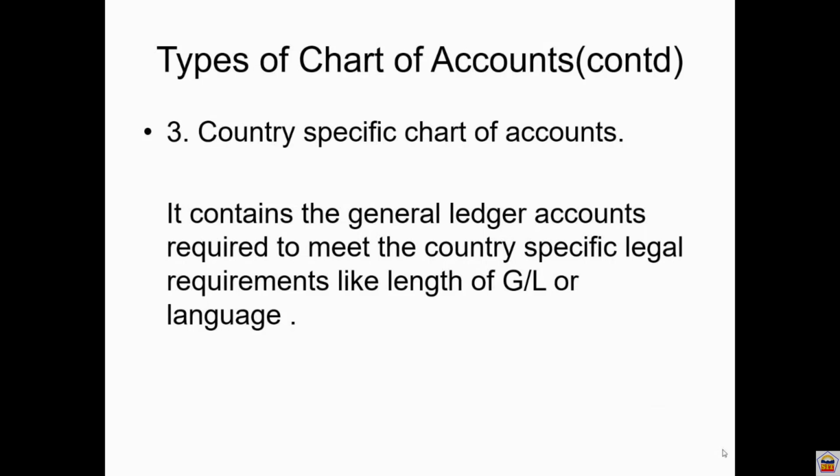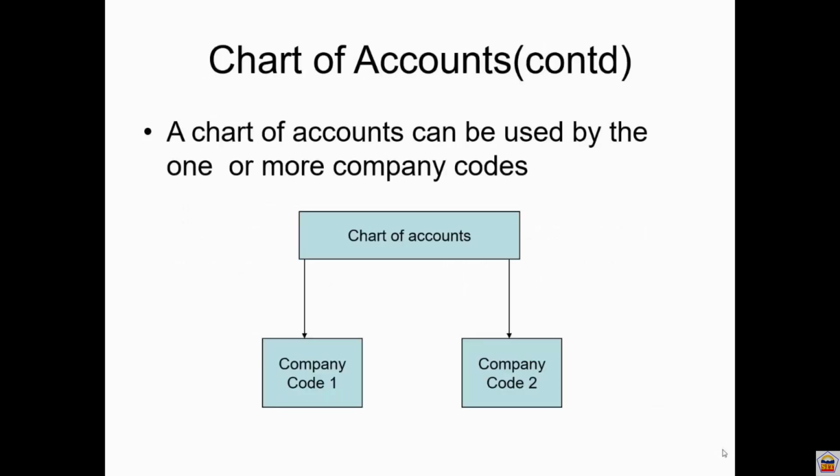So this country could be Brazil, or it could be Colombia, or it could be any country. Here it is saying that it contains the GL account required to meet the country specific legal requirement. The chart of account here means which kind of chart of account? Operating chart of account.